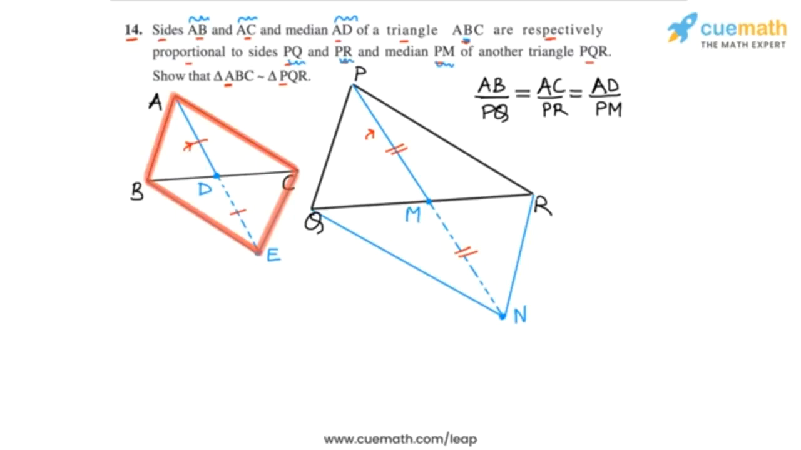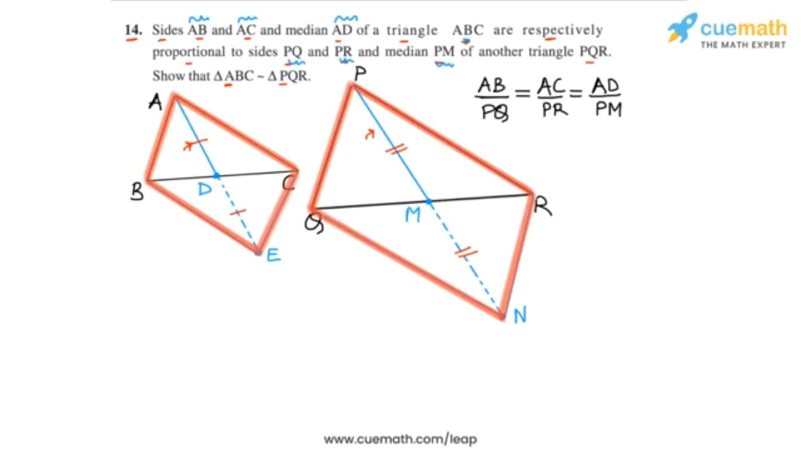Make sure that you understand this. Similarly, if we observe the quadrilateral PQNR, let me highlight this quadrilateral PQNR, this is also a parallelogram because the diagonals get bisected at M.